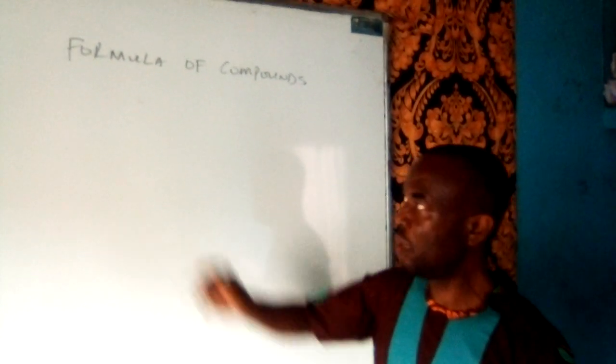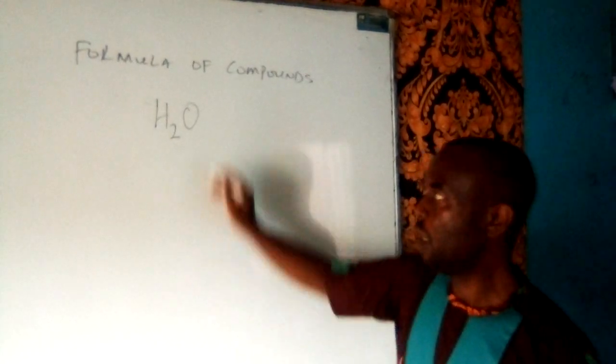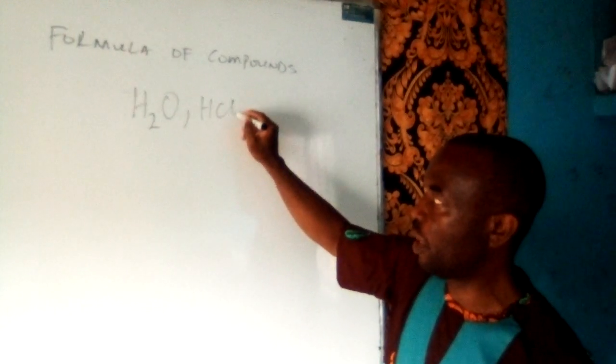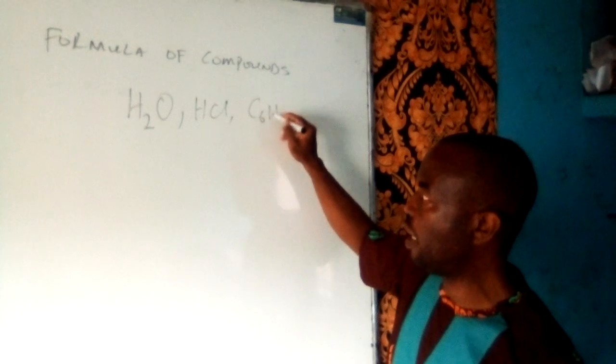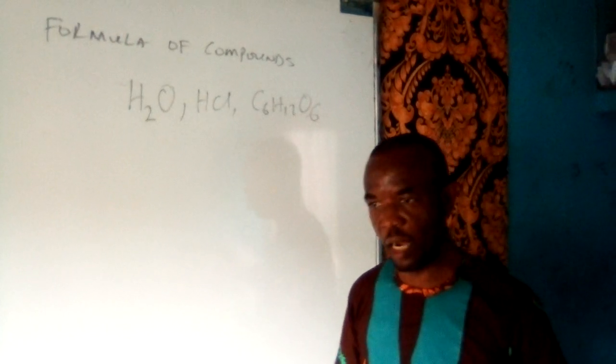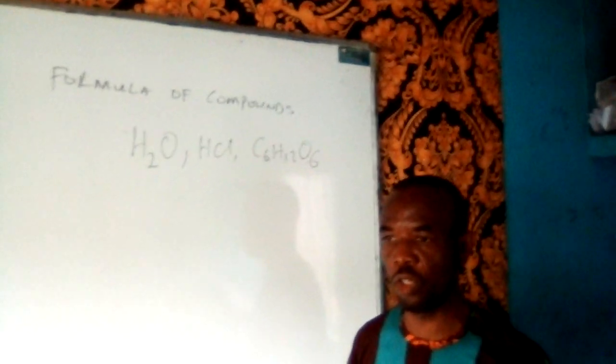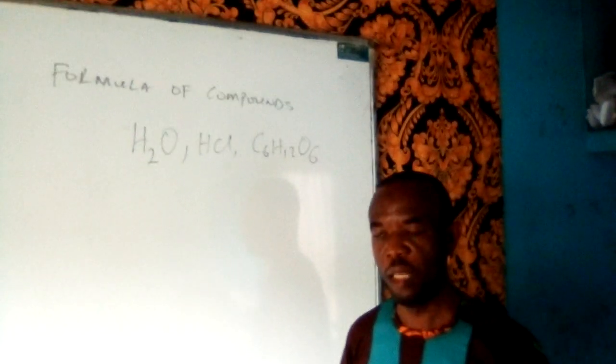For instance, this is a compound, H2O, water. HCl is a compound. C6H12O6 is a compound. So these are chemical compounds. A compound is a substance which consists of two or more elements chemically combined.